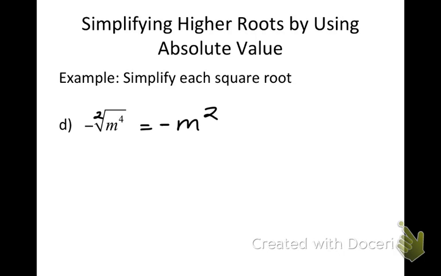Because I had that negative out in front, I need to put my negative there. Because this is an even index, I technically need the absolute value of m squared. Okay, and if you left your answer like that, that would be totally fine. The book will simplify it further, because if you square anything, won't it always end up being positive anyways?